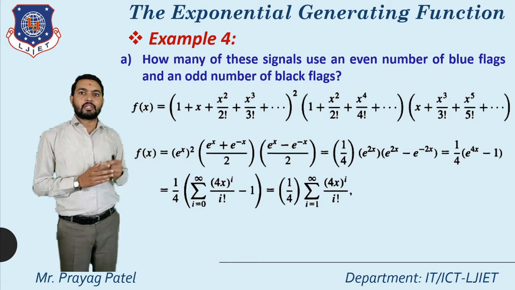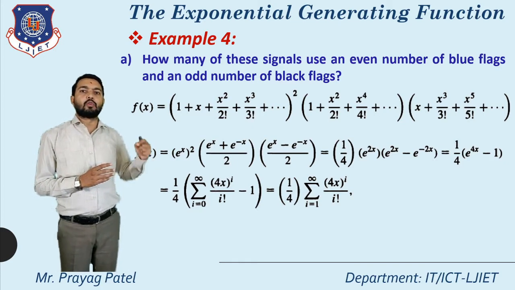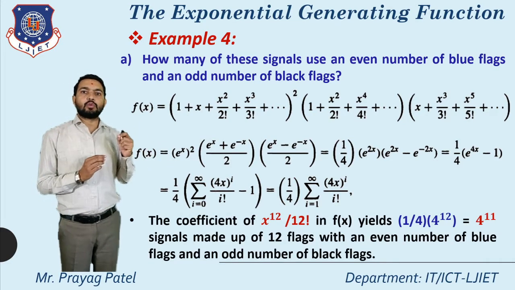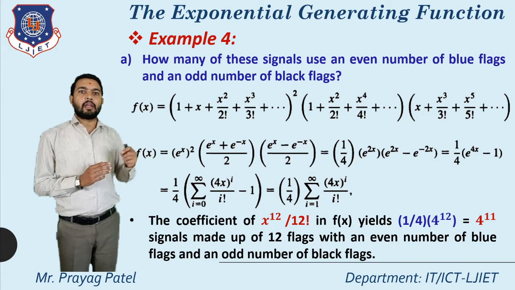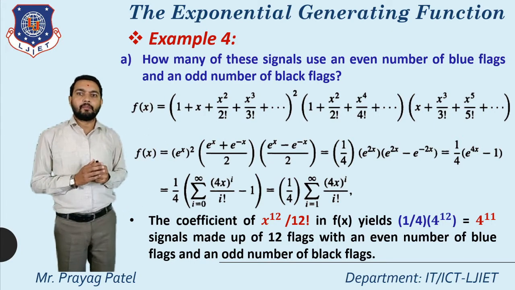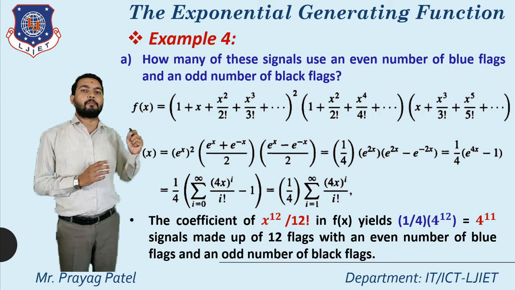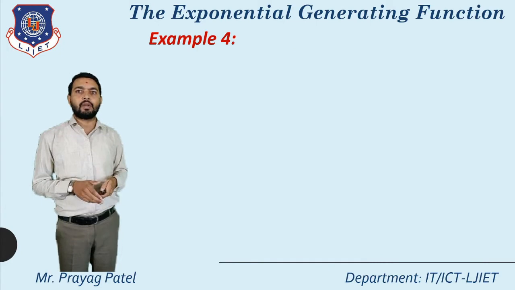Now when we solve this equation, we get the result as 1 by 4 into sigma i equal to 1 to infinity for x raised to i divided by i factorial. The coefficient of x raised to 12 divided by 12 factorial in f of x is 1 by 4 into 4 raised to 12. That means the answer is 4 raised to 11. So 4 raised to 11 signals are made up of 12 flags with an even number of blue flags and an odd number of black flags. So 4 raised to 11 is the answer for our first question in this example.